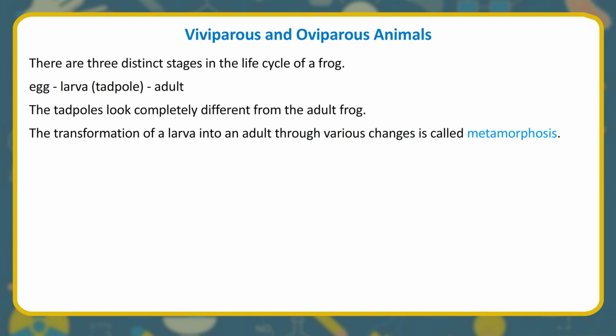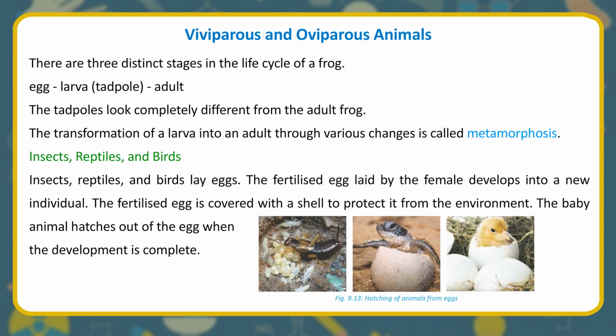There are 3 distinct stages in the life cycle of a frog. Egg, larva (tadpole), adult. The tadpoles look completely different from the adult frog. The transformation of a larva into an adult through various changes is called metamorphosis.